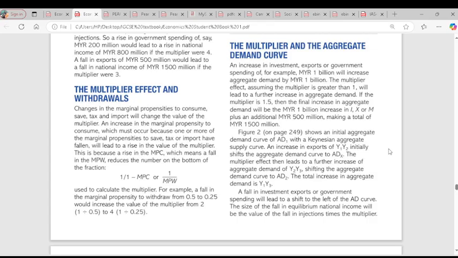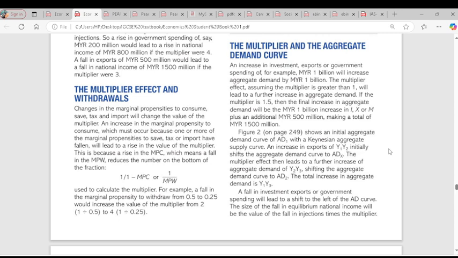It combines MPT, MPS, and MPM. So MPT plus MPS plus MPM is MPW, the marginal propensity to withdraw. Do you get it? So an increase in MPW will bring about a fall in the multiplier effect. Clear? So for the multiplier, it is 1 minus MPC, or 1 over MPW. Okay, is it clear?